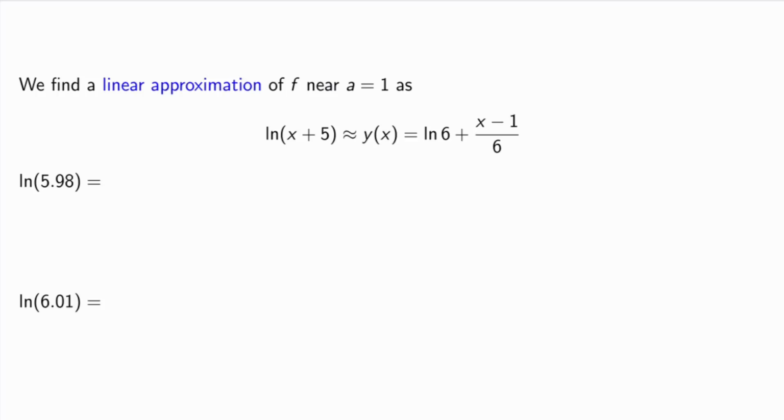And again, I said log for ln. That's what I do. I like it.